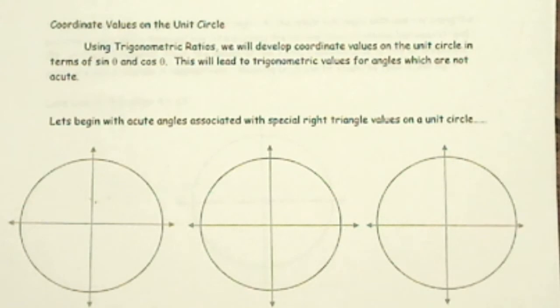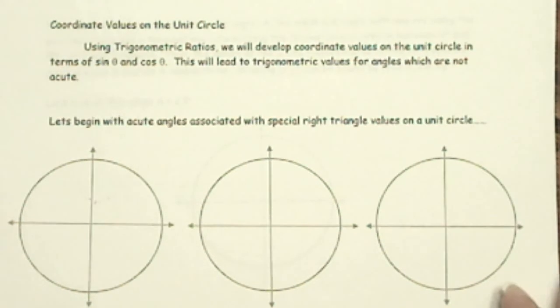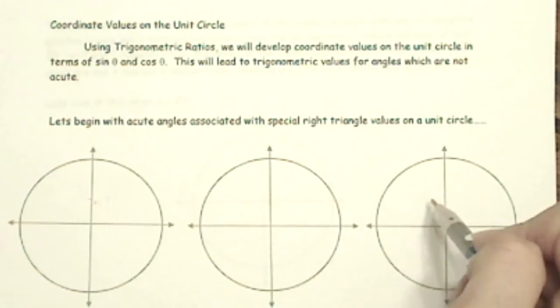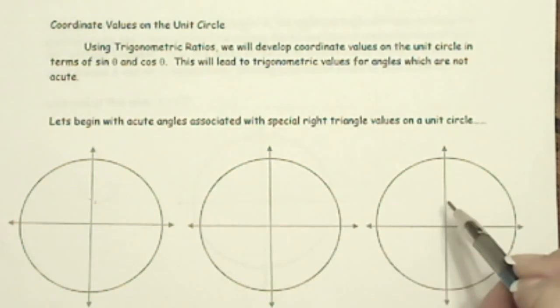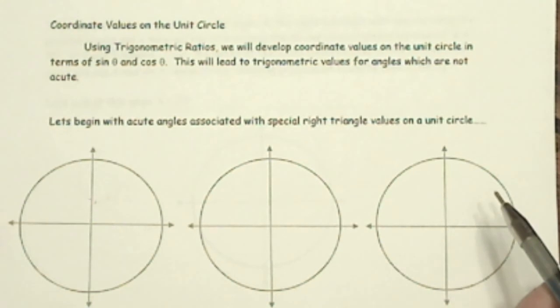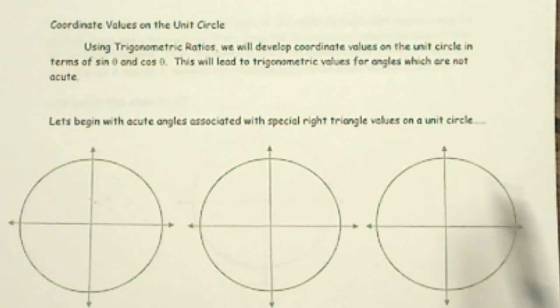This video from Math Bay is about coordinate values on the unit circle. We're going to do this in two parts. The first part is going to be just working with the 30, 60, and 90 degree angles between 0 and 90. And then the second part will deal with reference angles and angles from 0 to 360.